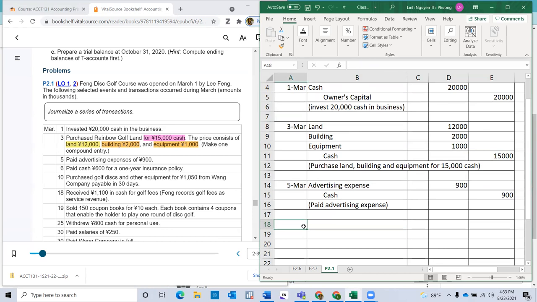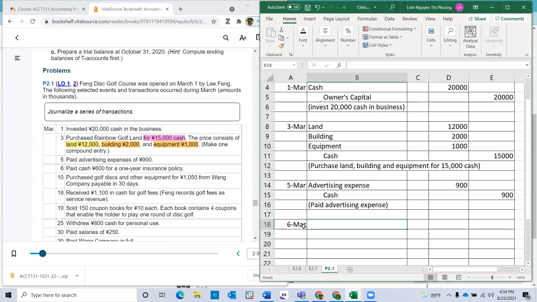Next, on March 6th, what happened on March 6th? We pay $600 for 1 year insurance policy. Okay, so remember last time we talked about when we pay for something in advance before we use it, like advertising, insurance, rent, we call it prepaid expense. Remember that? Prepaid expense is an asset because we're going to receive the benefit of having insurance.